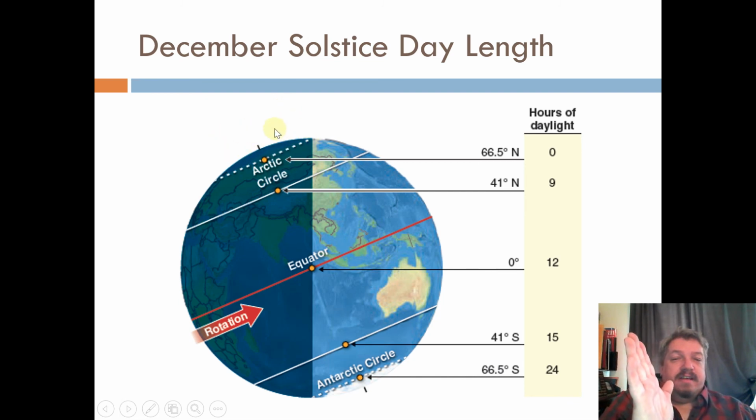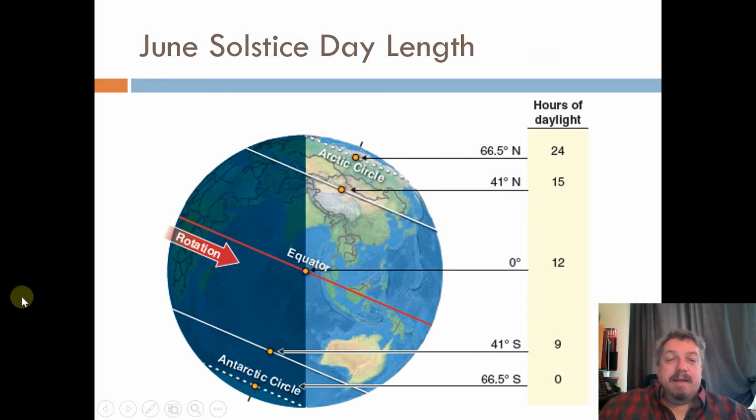So this part rotates like this outside of the sun. On the December solstice, the sun at the North Pole does not rise. It's 24 hours of night. As you go further south, anything below 66 degrees south near the South Pole, the sun never sets that day. The June solstice is exactly the opposite. So now as you go north, you have a longer day, and as you go south, a shorter day.